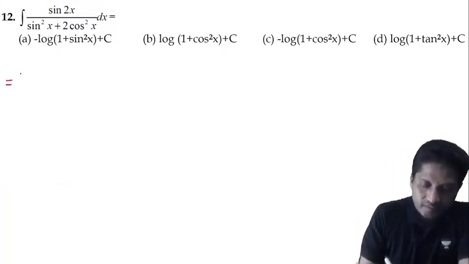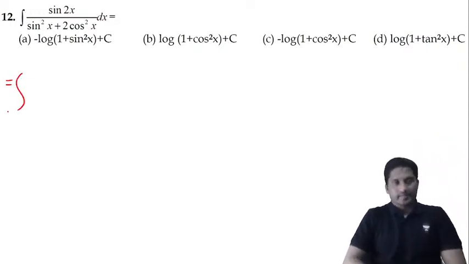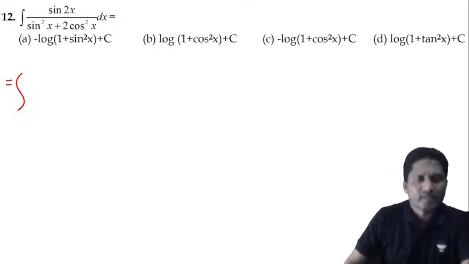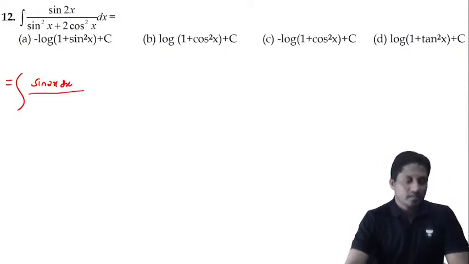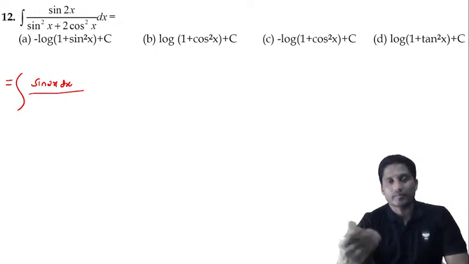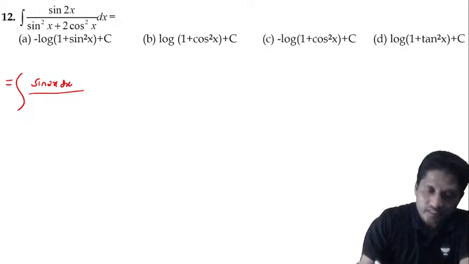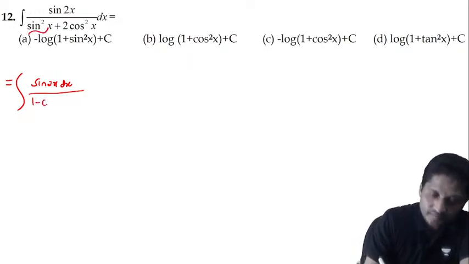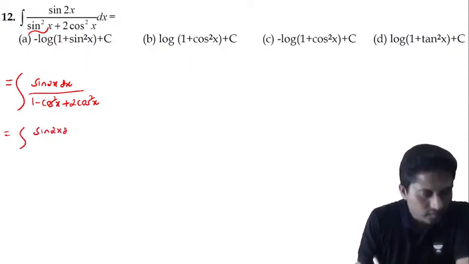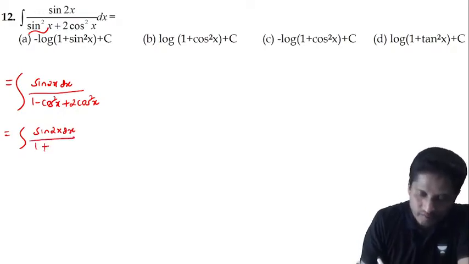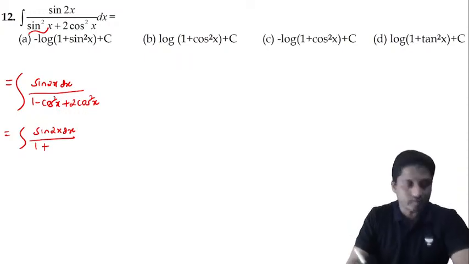See, problems like this, sometimes it depends on the options. So your approach will depend on the options only. This is the integral of sine 2x dx in the numerator. Because an indefinite integral can have more than one solution, your solution approach should be based on the options only. Sine square x can be written as 1 minus cos square x plus 2 cos square x, so the integral is sine 2x dx divided by 1 minus cos square plus 2 cos square, which equals 1 plus cos square.